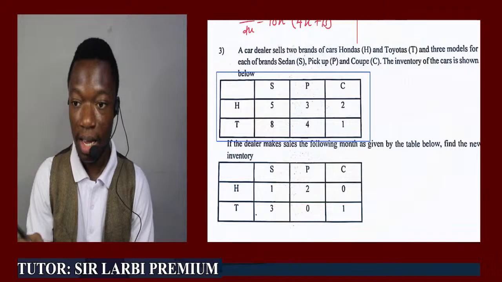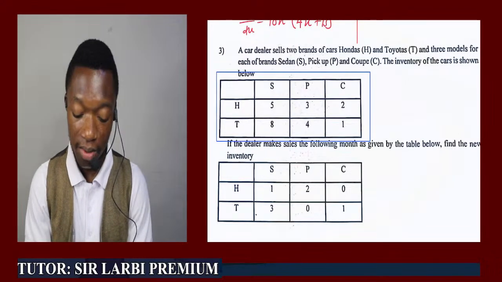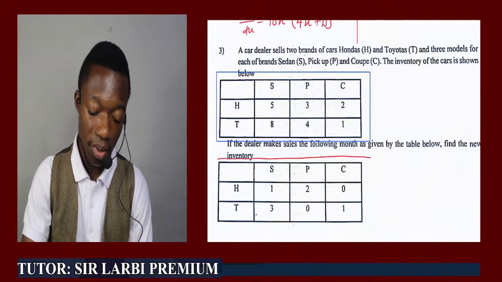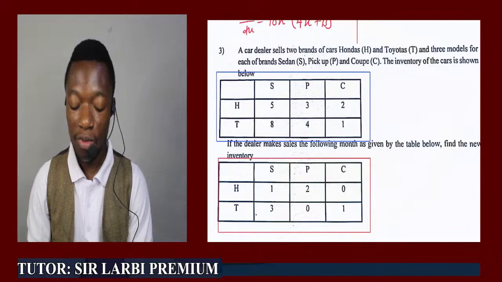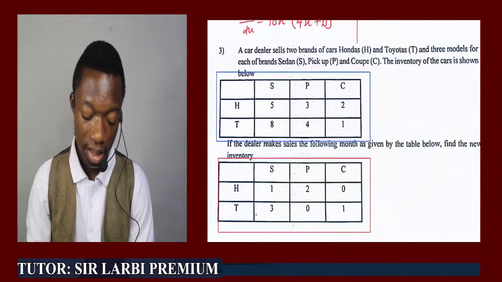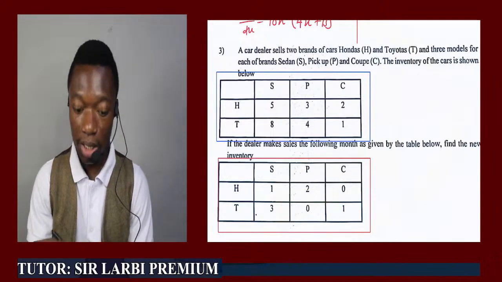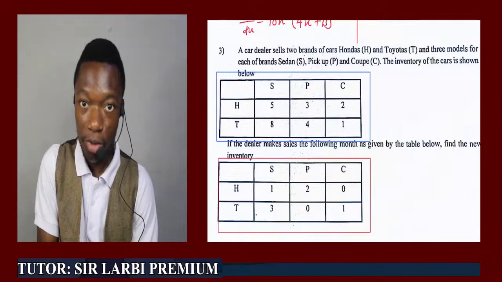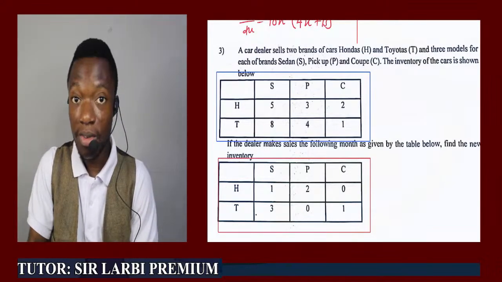All right. And then it tells us that if a dealer makes a sale for a particular month, as given in the table below and indicated with the red pen here, then what will be the new inventory after the sale of this, the Toyota and Hyundai with their models. So this is what we have in stock and this is what we have sold. So the question wants us to find the remainder of the inventory in stock.